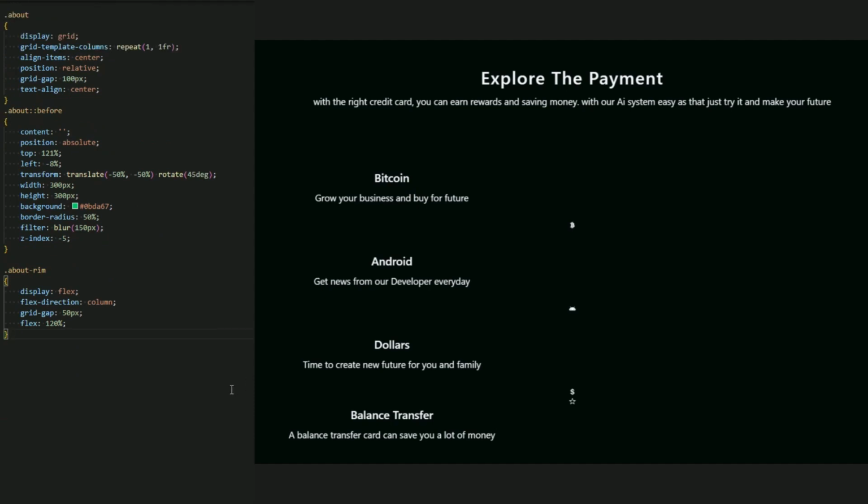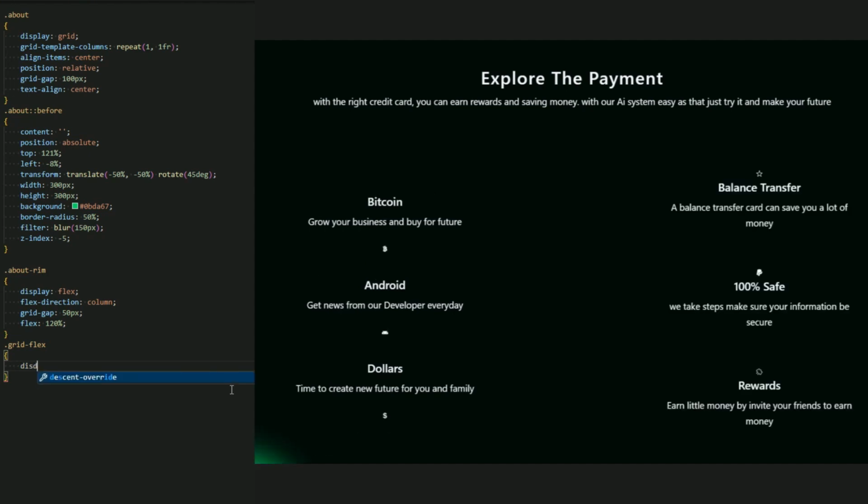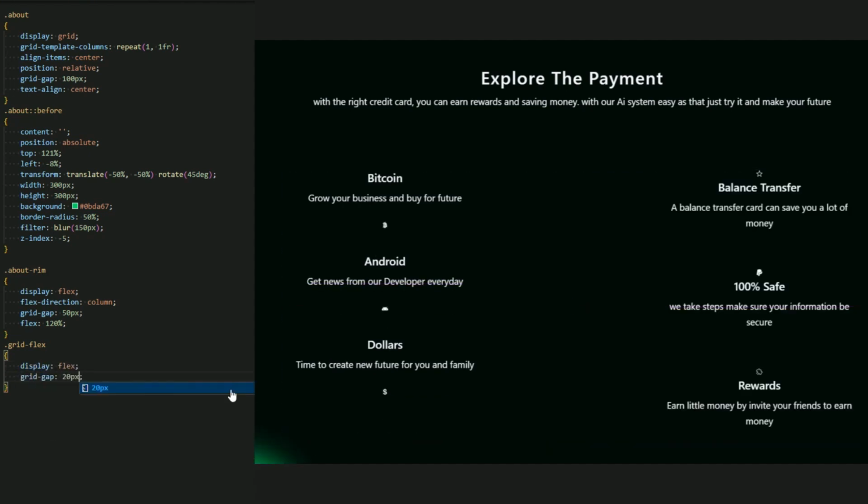Okay, now let me add, I just forgot about the grid flex. I'm sorry guys, grid flex that has these 3 about trim, grid flex, display flex, and grid gap 20 pixel and align item center.